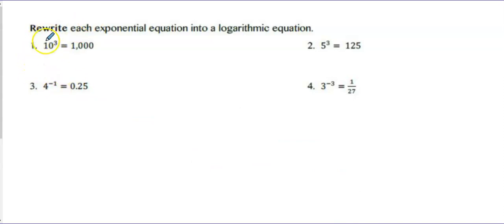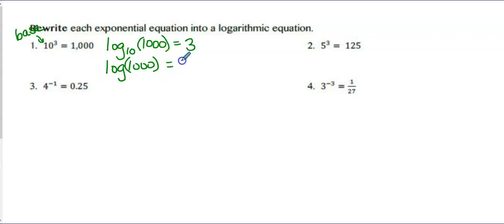We're going to rewrite this. Remember, this is the base. The base is what always goes as a subscript to the log. So we would write log base 10 of 1,000, and the exponent goes over here, equals 3. We could also write this as log(1,000), and get used to putting parentheses around that, equals 3, because if we don't have a base here, we assume it's base 10. So base 10 is what we call the common base, or the assumed base if it's not stated.